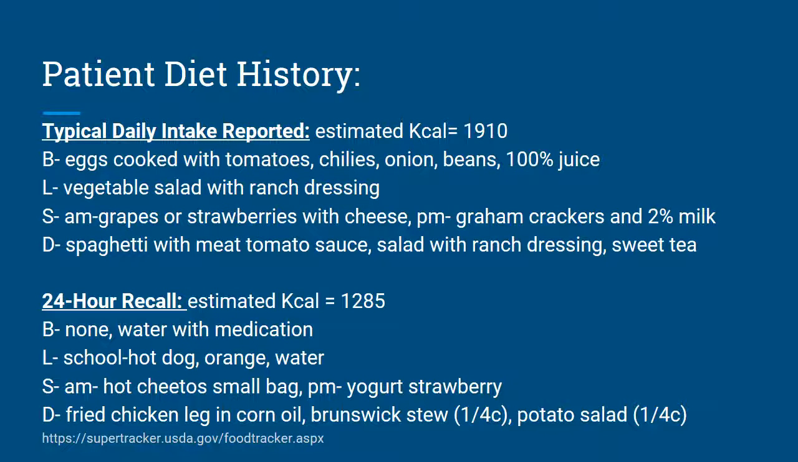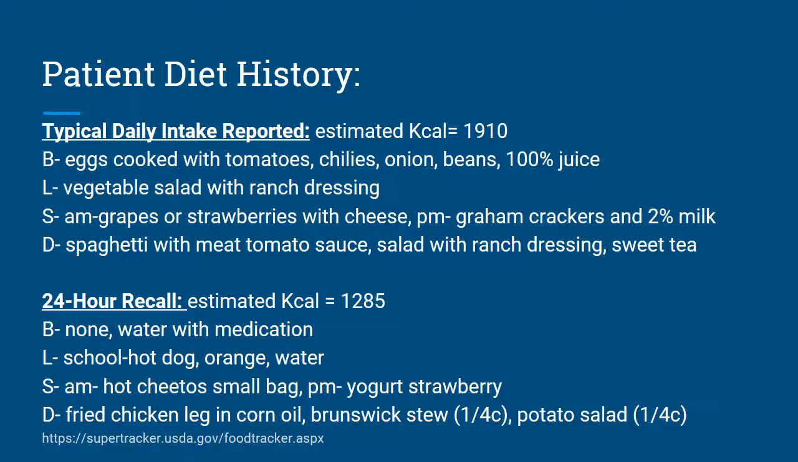Patient diet history was assessed in the clinic by a registered dietitian. A typical daily intake reported was estimated at 1910 kilocalories. A typical daily intake reported was eggs cooked with tomatoes, chilies, onions, beans, and juice for breakfast, vegetable salad and ranch dressing for lunch, a snack in the morning of grapes or strawberries with cheese, a snack in the evening of graham crackers and milk, and for dinner, spaghetti with meat sauce, salad, and sweet tea.